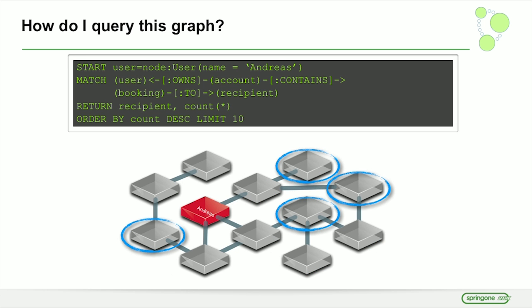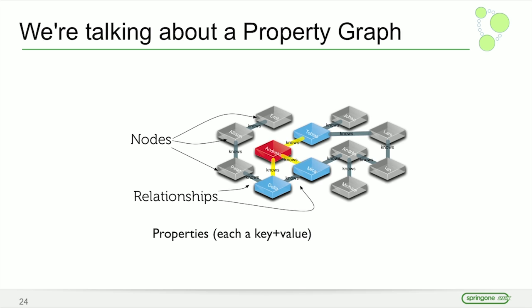Yes? So can you go to the previous slide? So in your experience, is the performance of GraphDB more a function of number of nodes or the relationships? It's a function of the depth of the traversal.